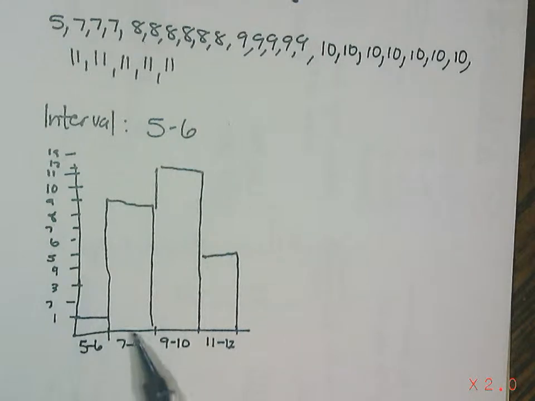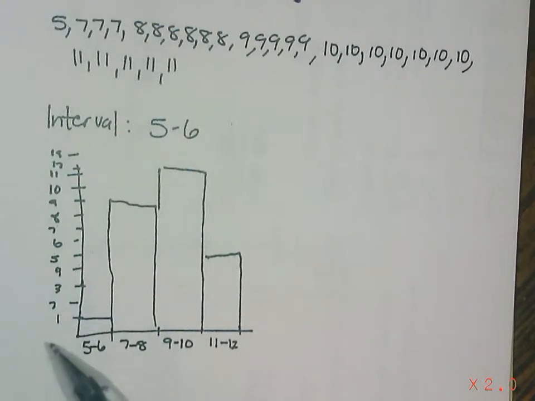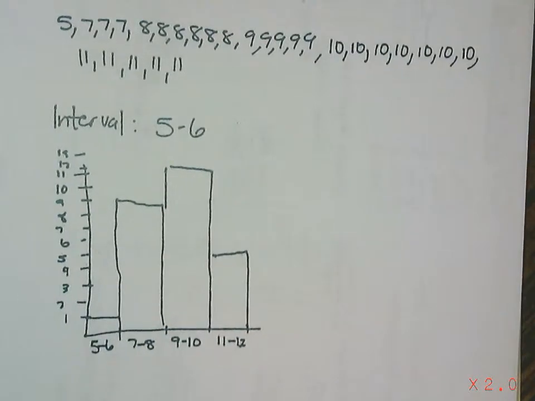Okay? So like this means all the 7 and 8s in the data pool are being represented by this bar. Okay? And it kind of shows, if you look at it, how the data is being distributed in that data pool. And I'll go through and do one with you guys in a second here.